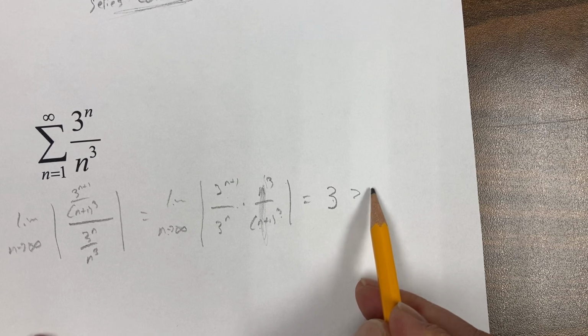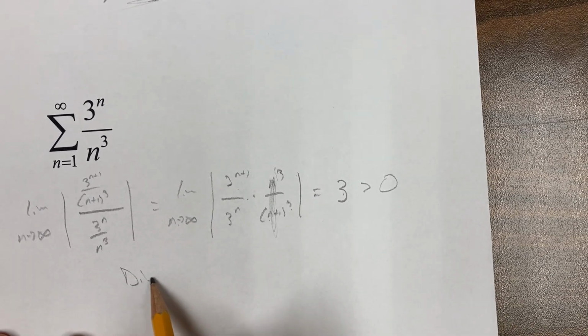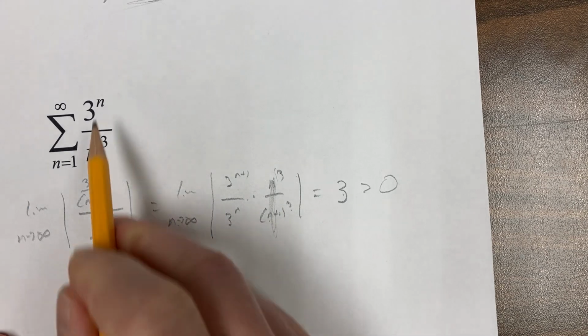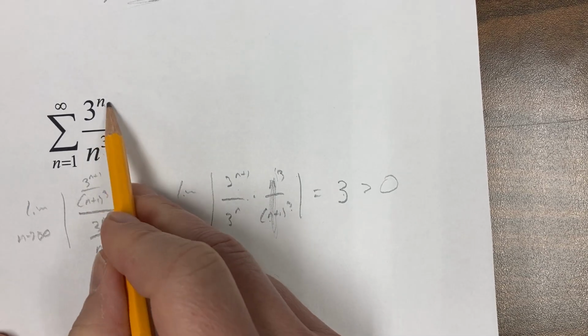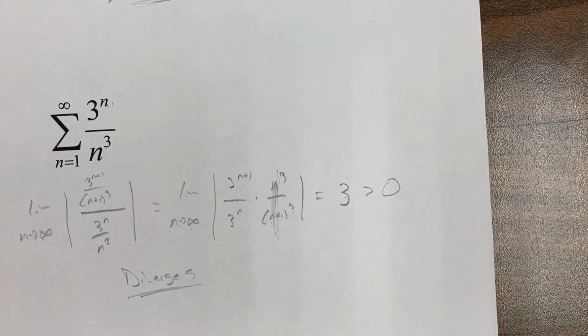That's greater than 1, so this series diverges. And we would have guessed that, right? It's an exponential over a polynomial. Exponential is going to beat polynomial. Diverges is exactly what we would have expected.